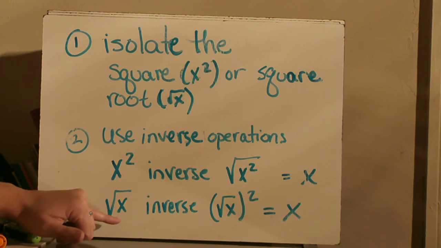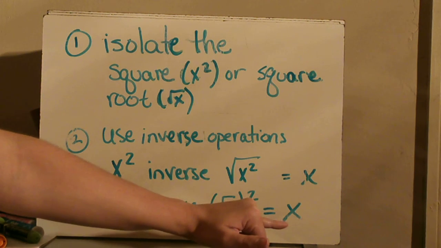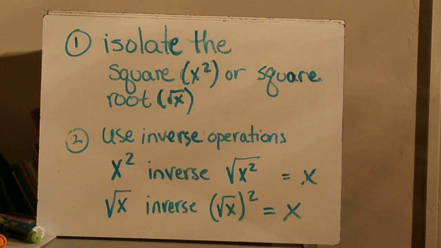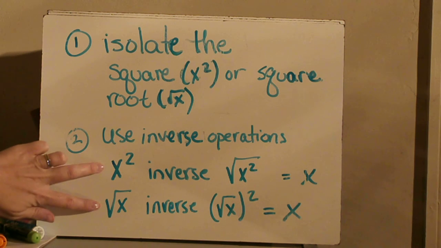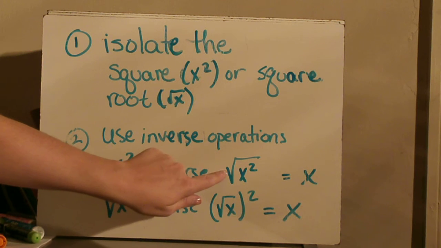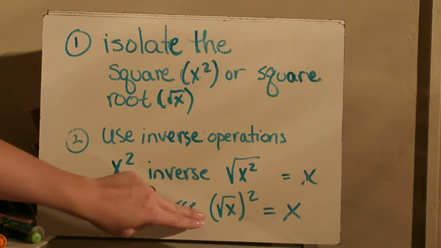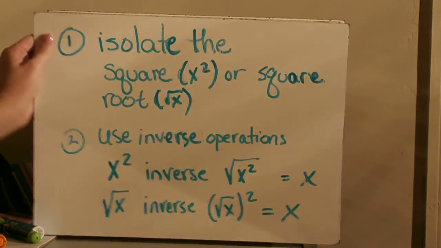If I have the square root, the inverse operation is to square it. This will give me x. So we have to remember these two facts. The inverse operation of squared is to find the square root, and the inverse operation of the square root is to square. Okay?